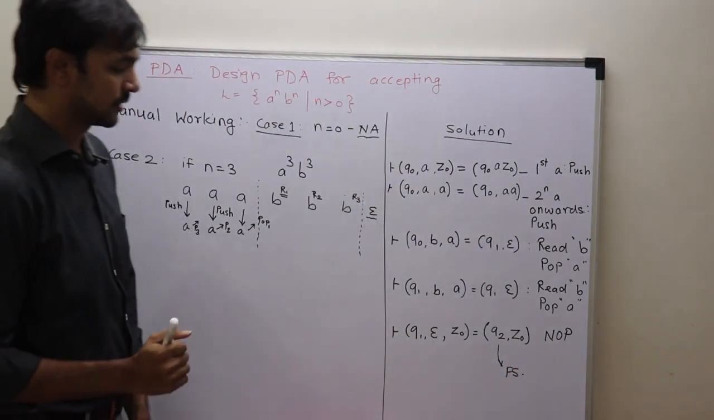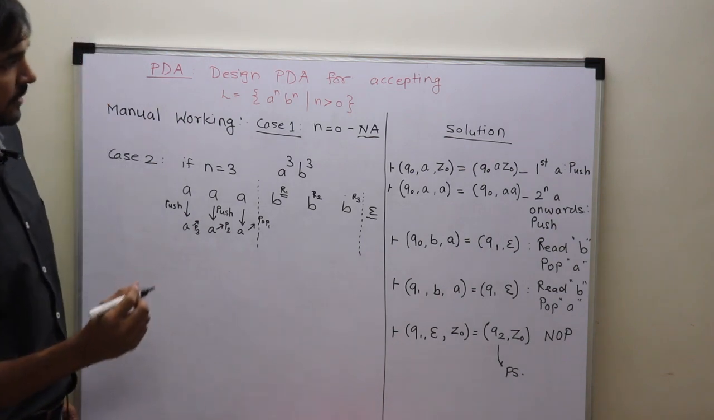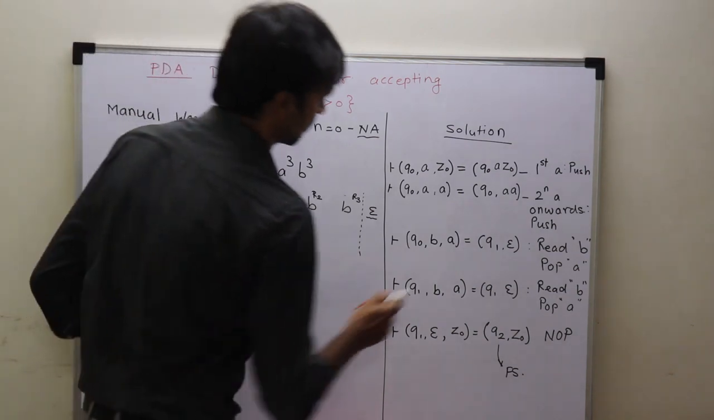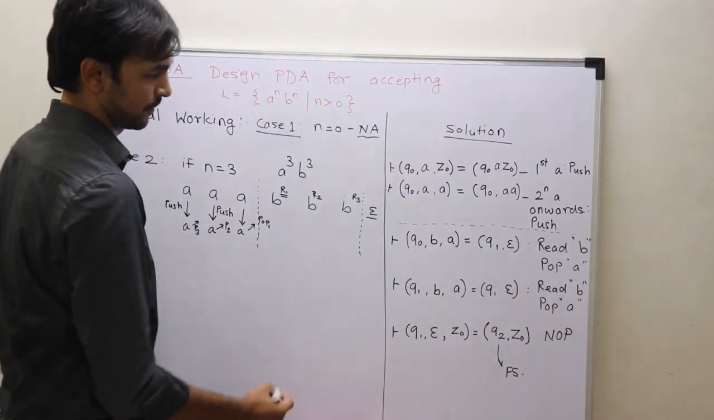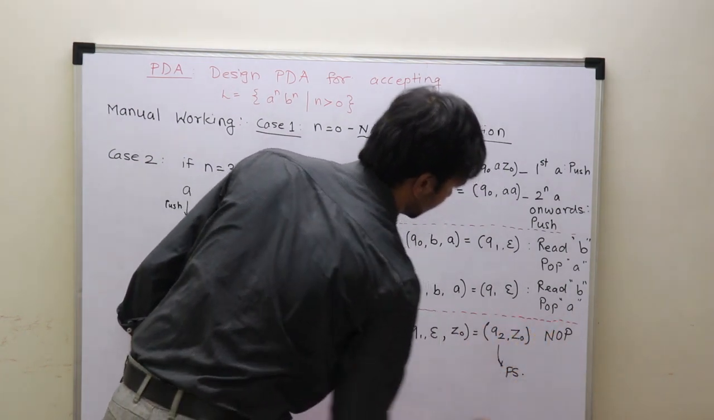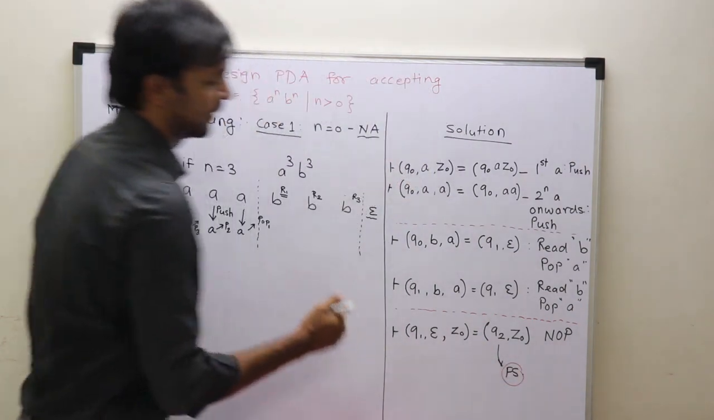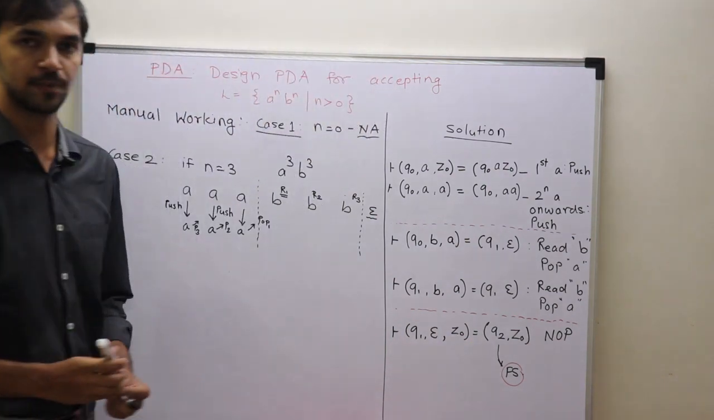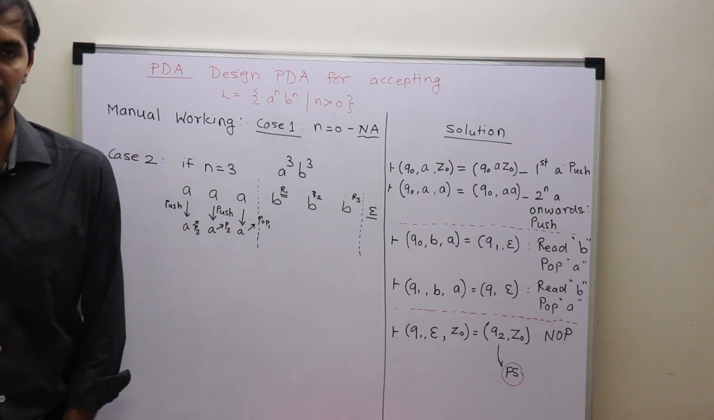Now, some very important things are to be noted here. The first very important thing is all A's are processed by only these two transitions. So these two transitions are capable of processing all A's. These two transitions are processing all B's and popping all A's. And this transition reaches a final state when two conditions are met: when there is nothing to read and the stack is also empty.